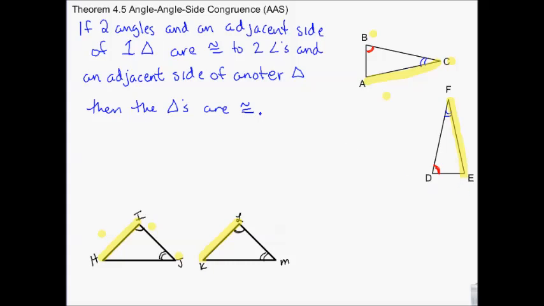So in this case, we're touching angle F and angle C. Here we're touching I and L and not J and M. So we just touch one of the pairs of angles that match.